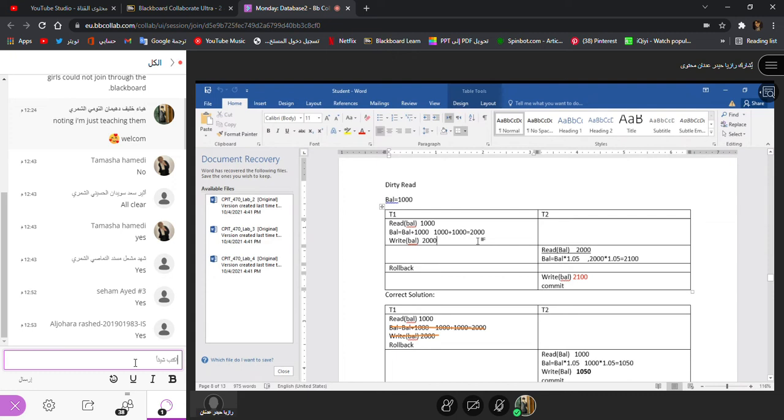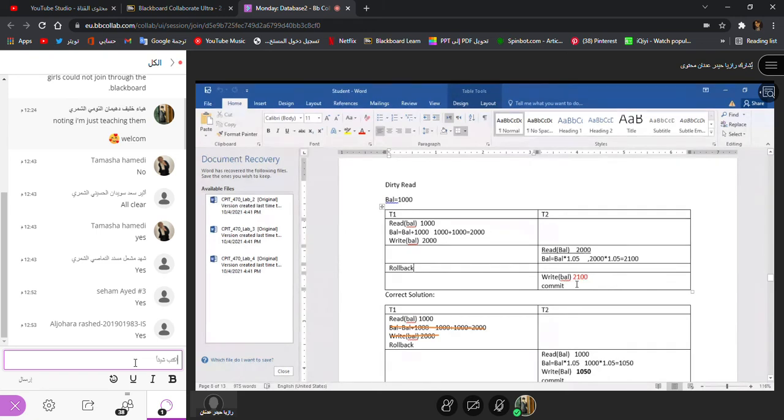Then transaction 2 came and it read the balance and multiplied it by 1.05, and at the same time, while it was doing this, it rolls back. It has already read here before it rolls back the transaction 1. It rolls back, and then transaction 2 writes the balance and commits. This is the transaction. See the sequence.